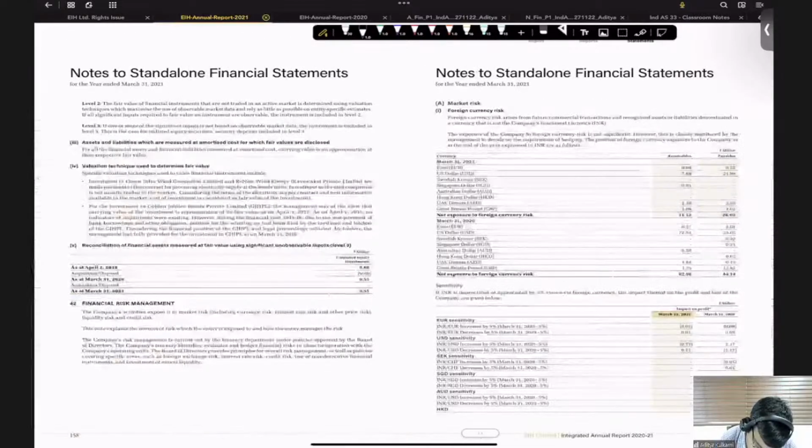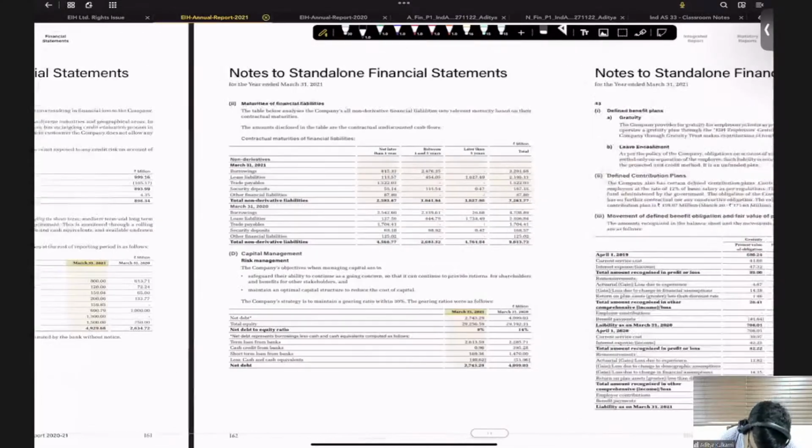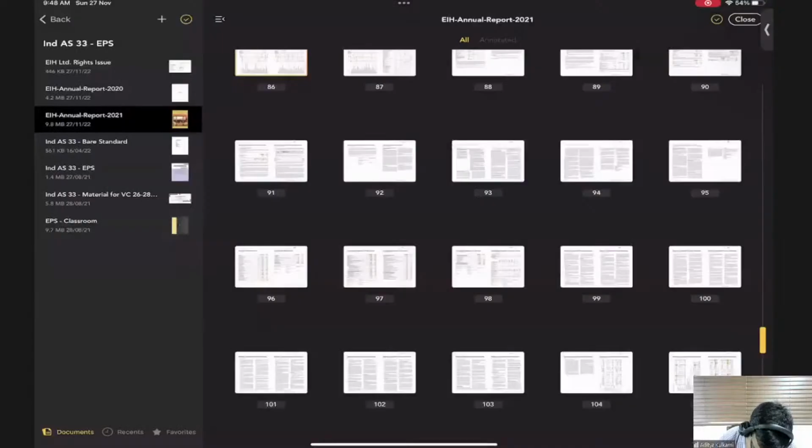Credit risk. These financials run into so many pages.